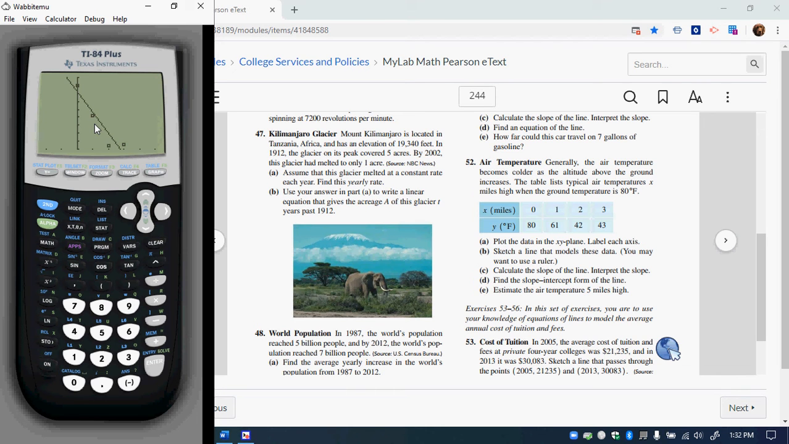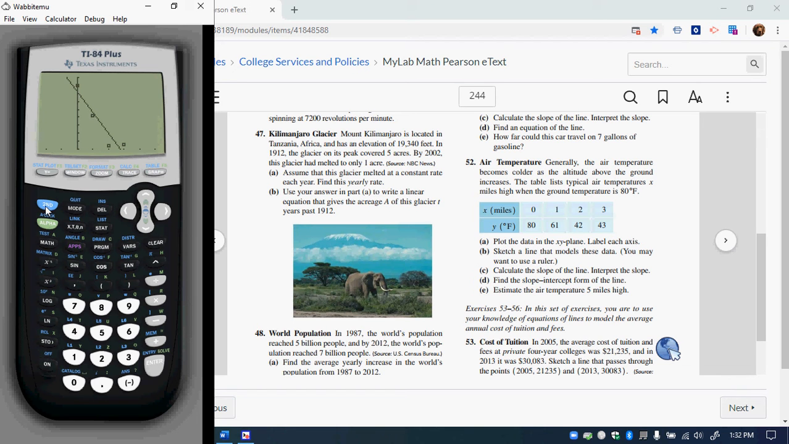This is the best I could come up with. You might have drawn yours just slightly different, but you have to practice being able to draw a line of best fit. Now that I've done that, I can't pick these points. I could pick the points 1, but it's no longer going to be 61.